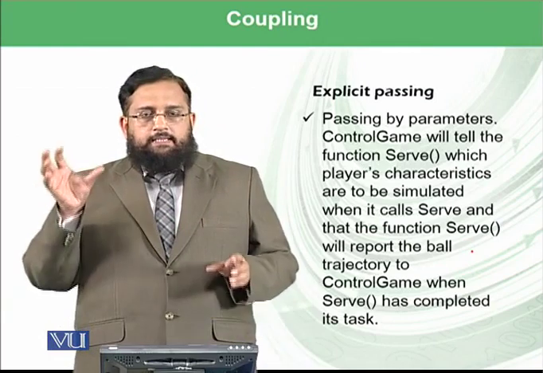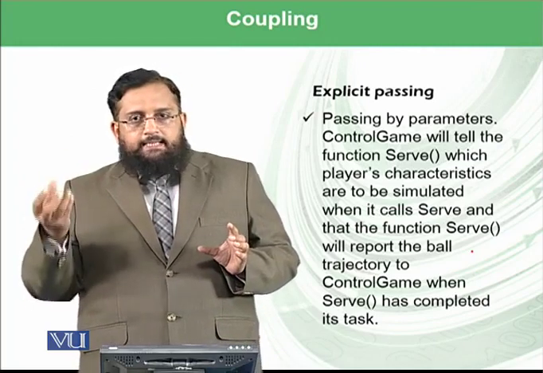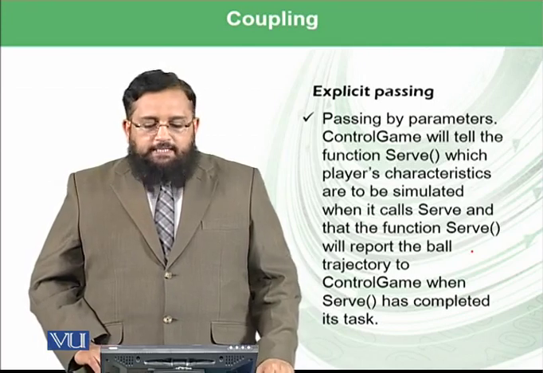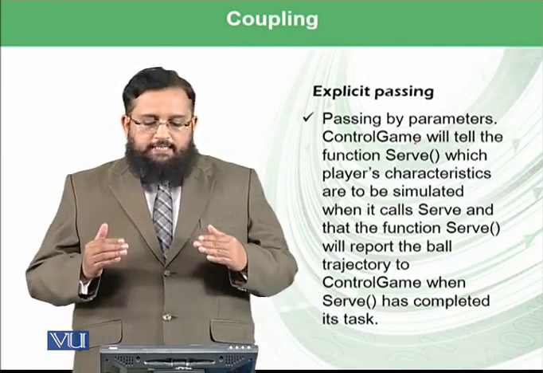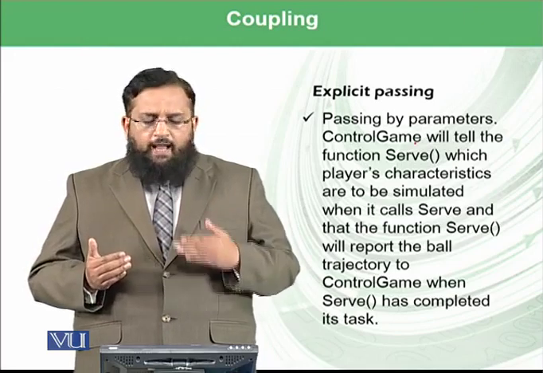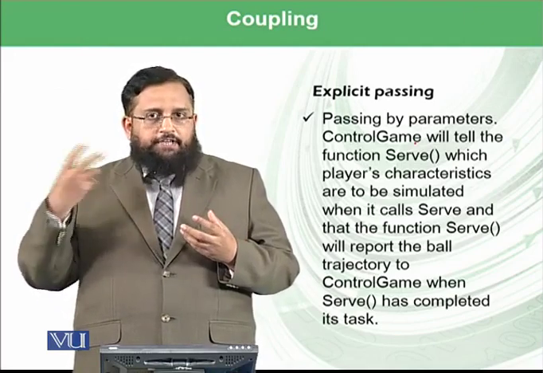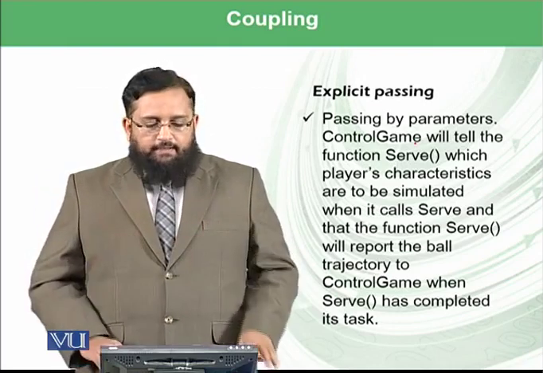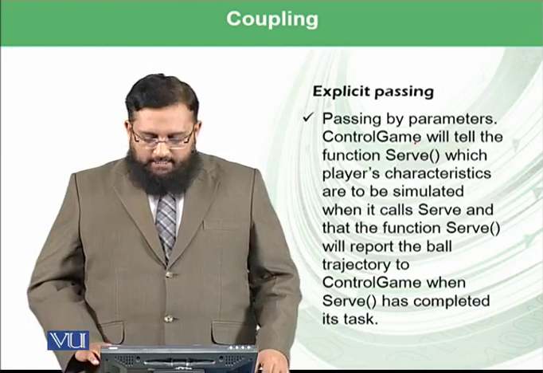This means this function will make all of the changes to variable X, and then this X will be passed to another function. Such a thing is known as explicit passing, passing by parameter. For example, control game will tell the serve function which player's characteristics are to be simulated in the game, and when it calls serve, the serve function will report the ball trajectory to control game when serve has completed its task. Such passing of data between different modules is known as explicit passing.